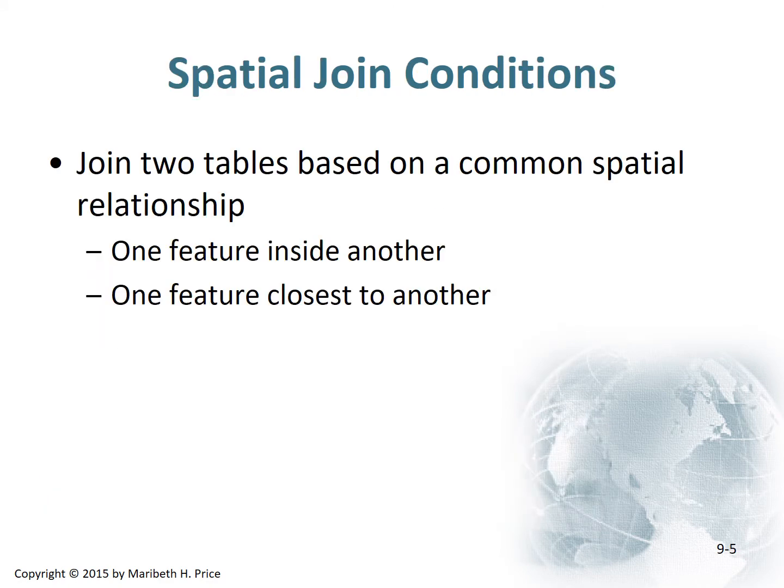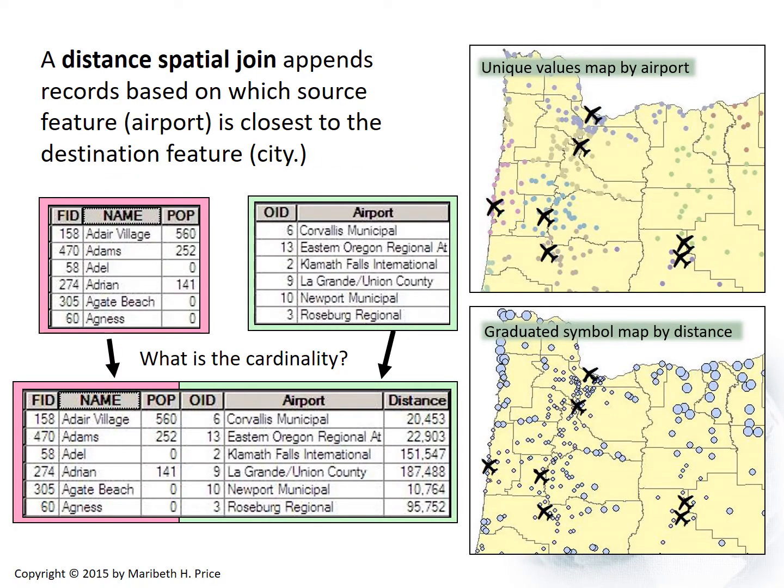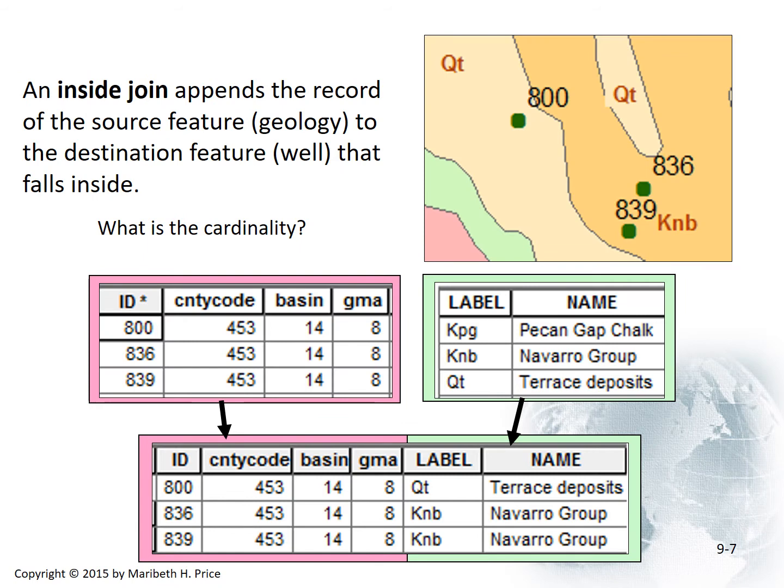So remember, a spatial join joins two tables based on a common spatial relationship. Things like one feature inside of another, or one feature closest to another. That is the basic way a spatial join works. A distance spatial join appends records based on which source feature is closest to the destination. An inside join appends the records of the source feature to the destination feature. In this example, you have wells that fall inside of a certain geology, so the well would then have its geology associated with it.